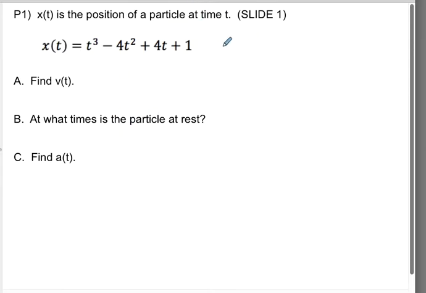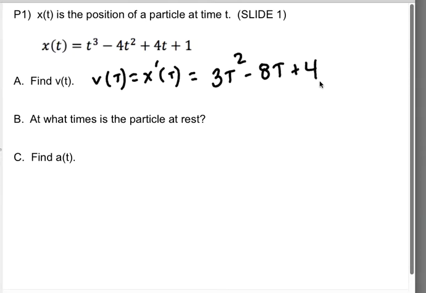So the first thing I want to do in A is communicate that I understand that V of t is x prime of t, right? Communicate what you know. And then when I differentiate, I'm going to get 3t squared minus 8t plus 4, right? It's not a terrible plan if you wanted to skip down and do C next. Honestly, it's not awful to just do that, so I'm going to, oh, I should have written an A, sorry.